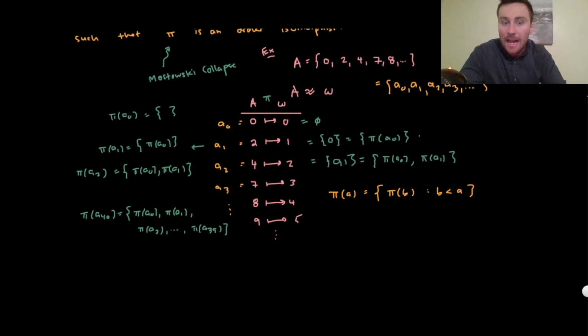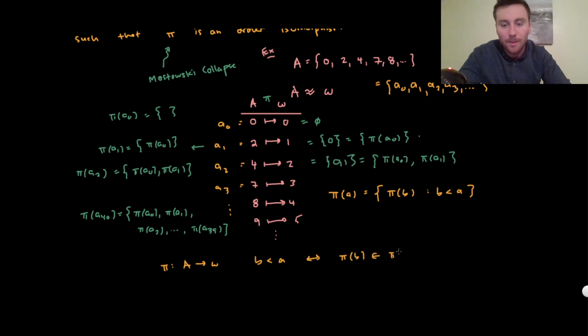One way to think about why that has to be true, going off the definition, is that if there was some order isomorphism between A and omega, then B is an element of A, or B is less than A, if and only if pi of B is an element of pi of A. One implication of this is that we can think of pi of A as the set of all pi of B such that B is less than A.